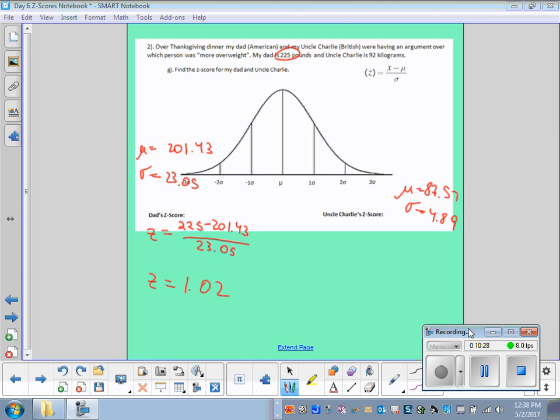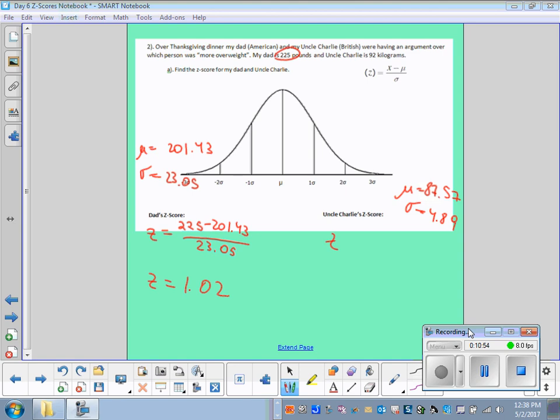Where'd you get 225 from? My data is 225. So that's the data point, my x, for which I'm calculating the z-score. Okay? So for my dad, I'm using the statistics for American males, and for my uncle, I'm going to use the statistics for the British males. So the dad's z-score is 1.02.